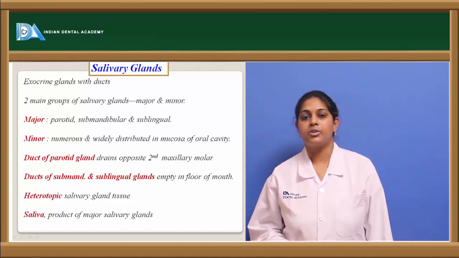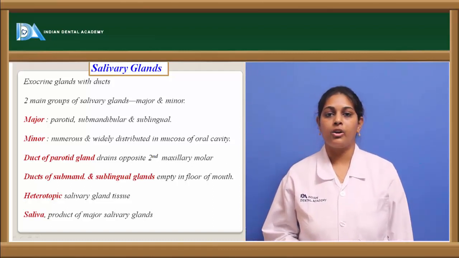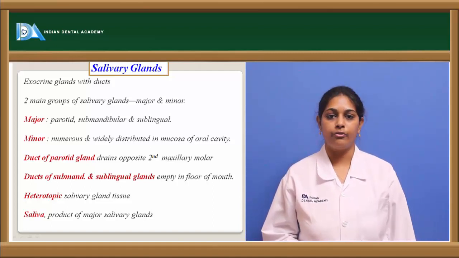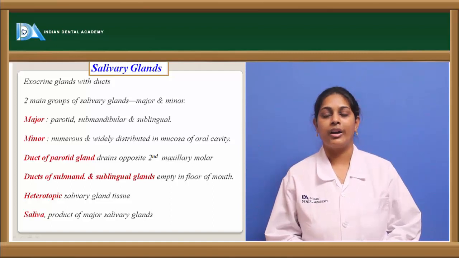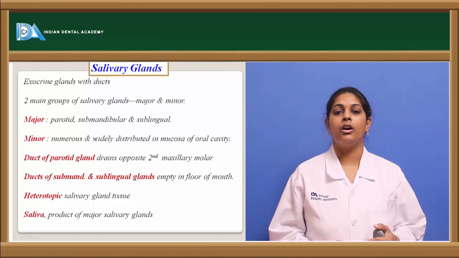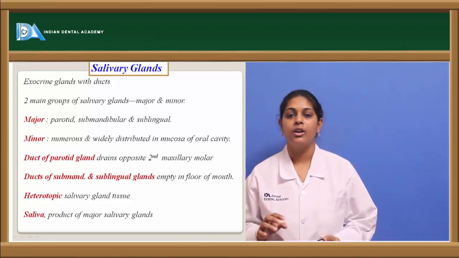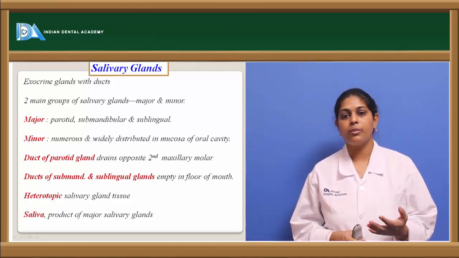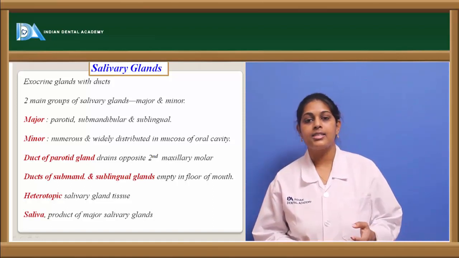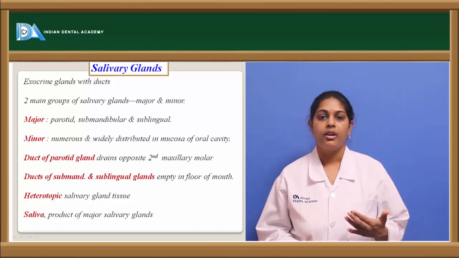Coming to other types of salivary gland tissue, they can occur heterotopically, that is, in an abnormal position, like in a lymph node, which is very rare and observed only in occasional conditions. This abnormal deposition of salivary gland tissue other than in the normal area is known as heterotopic salivary gland tissue. The major product synthesized by these glands is saliva, which is secreted into the mouth through the ducts of these glands.